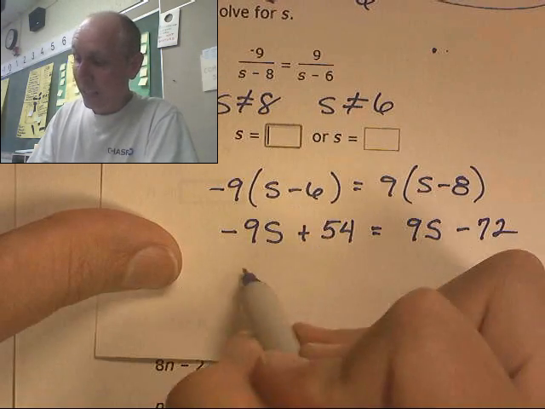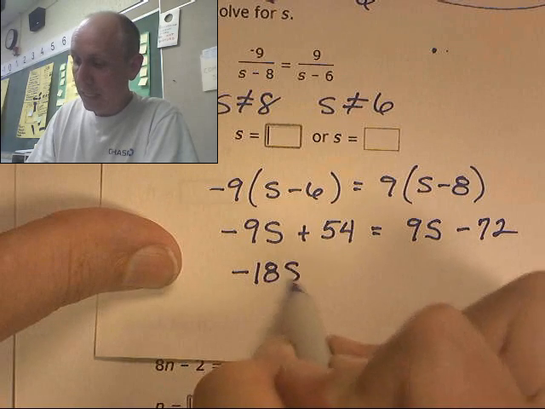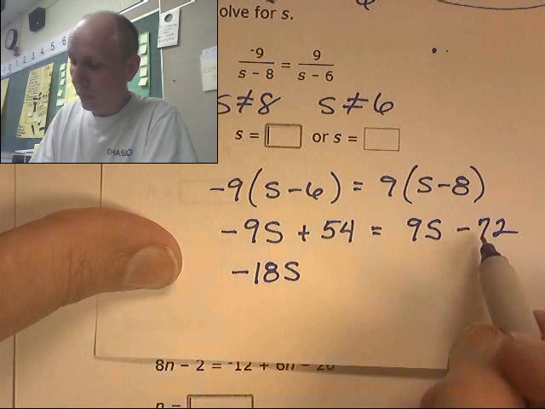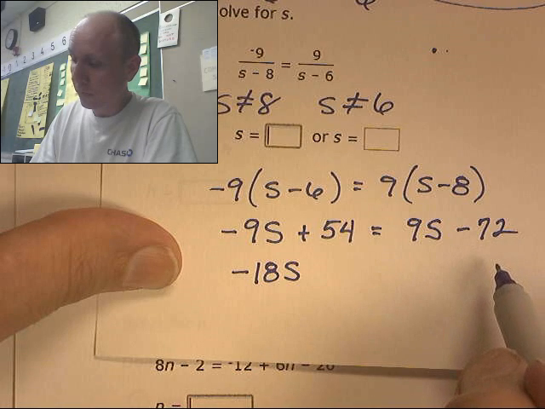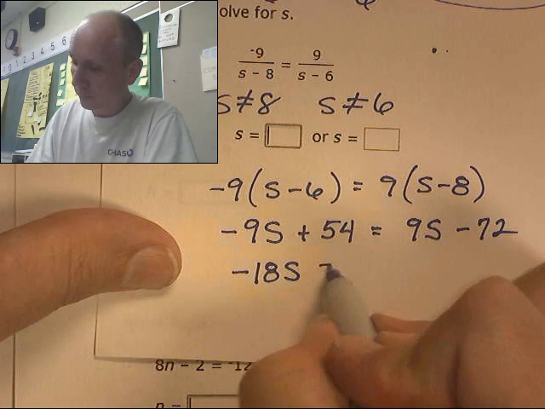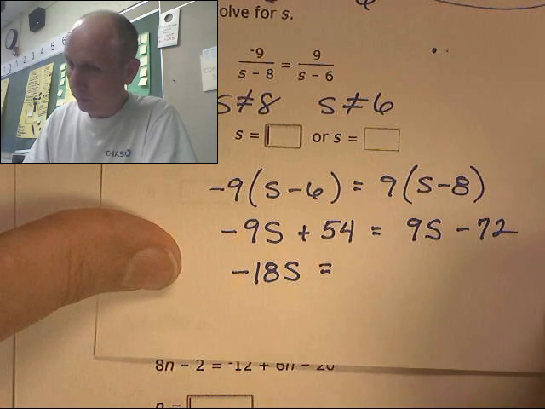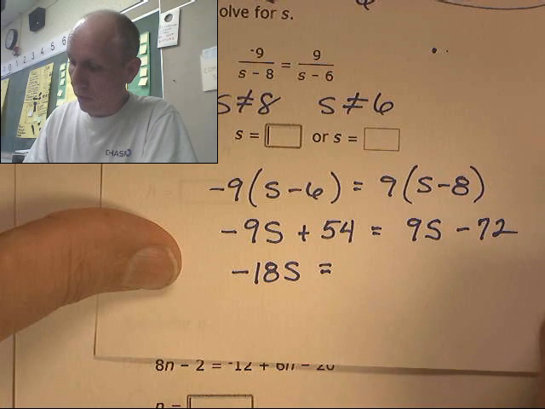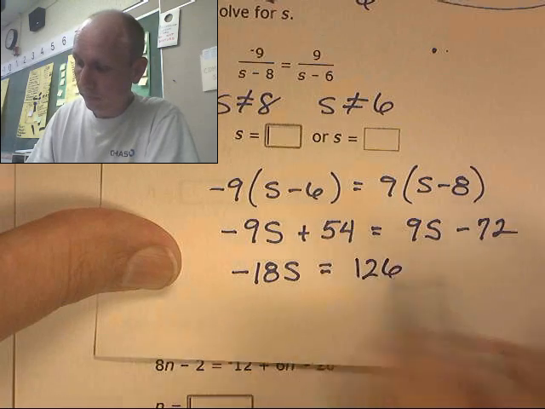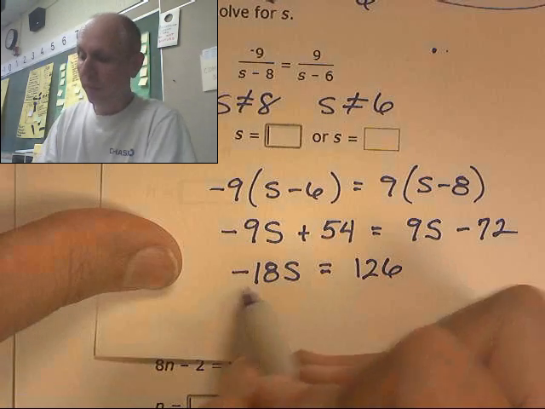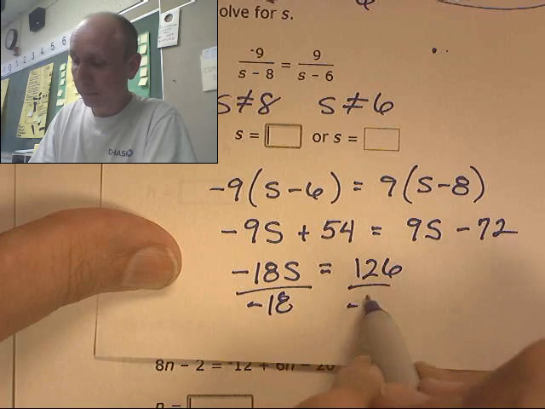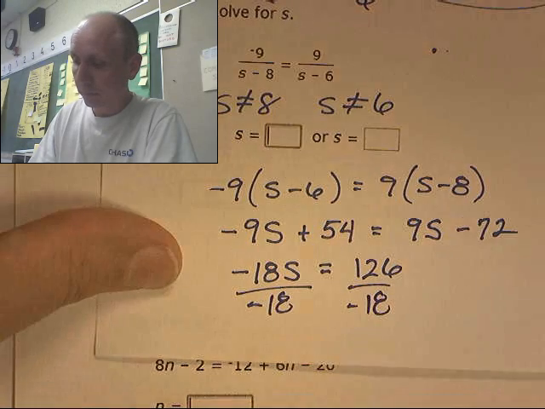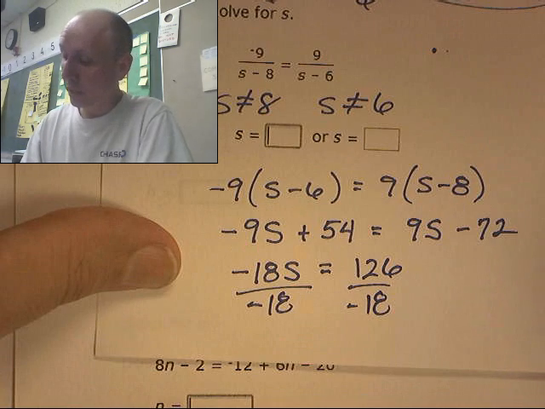Subtracting 9s from both sides, that's going to be negative 18s. Subtracting 54, what's it going to take me to? 126? You can't see what I'm doing. It is 126. And then I'll divide both sides by negative 18.